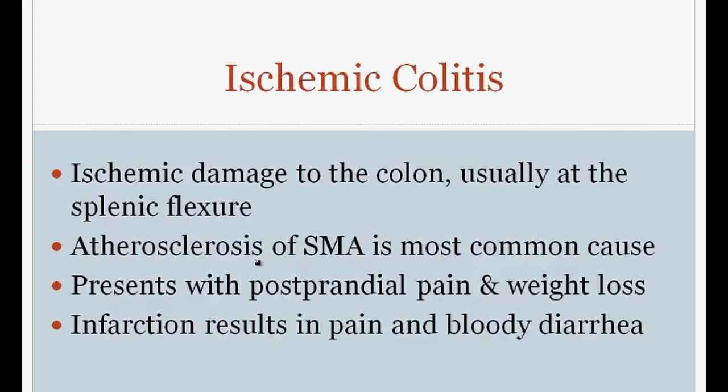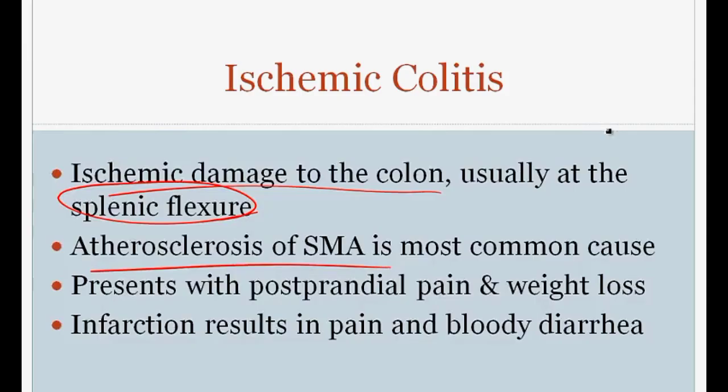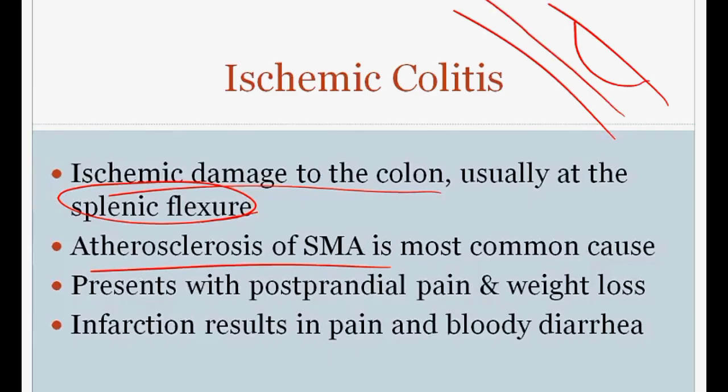The next disorder is ischemic colitis. This is where you get ischemic damage to the colon. Usually it occurs at the splenic flexure, and the most common cause is atherosclerosis of the SMA. Now, let's pretend that this is the SMA and you've got atherosclerosis. You're going to be decreasing the blood flow, and when you decrease the blood flow, the area that's furthest away, at the very most distal end of that blood supply, is where you're going to get signs of ischemia. It happens to be that the splenic flexure is the very last thing fed by the SMA. And so that's where the damage would tend to occur.